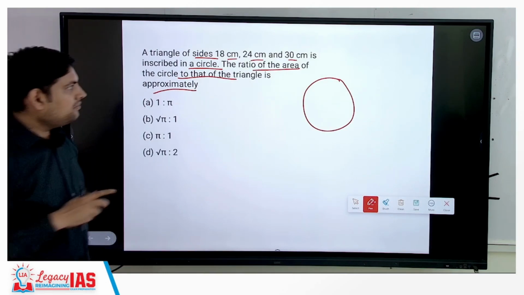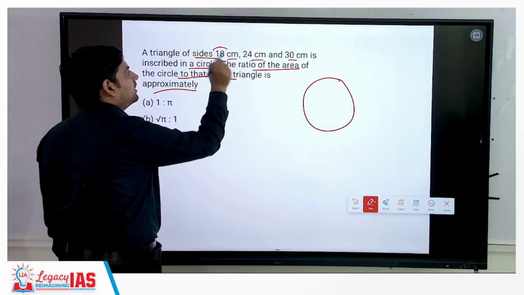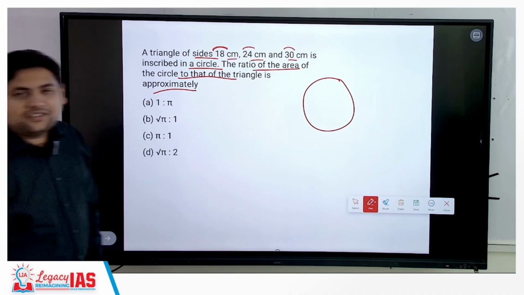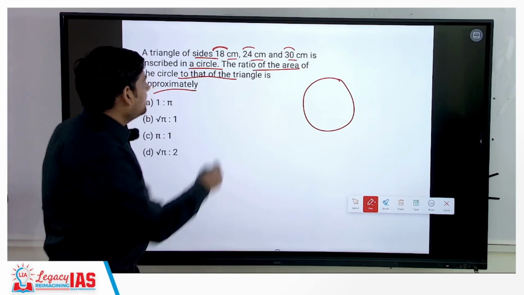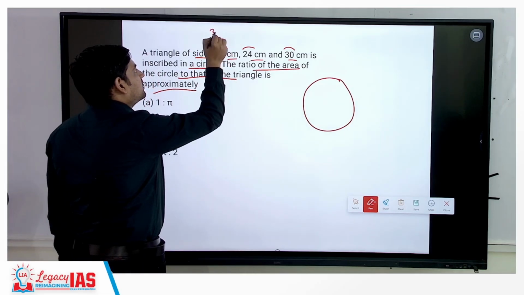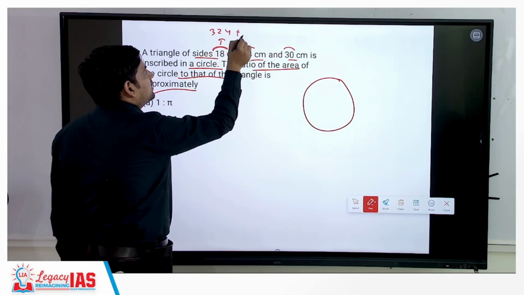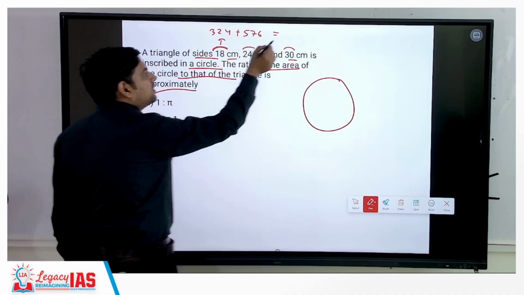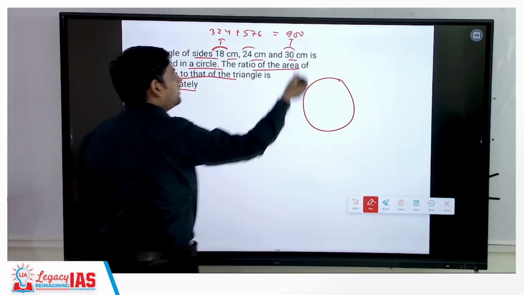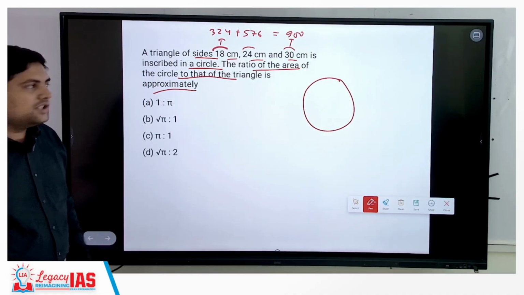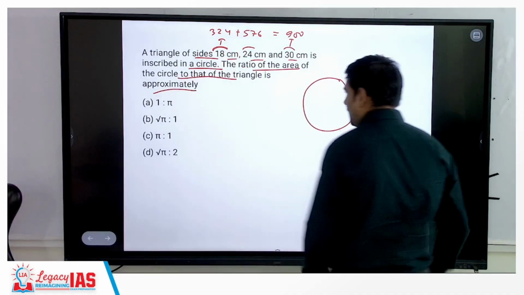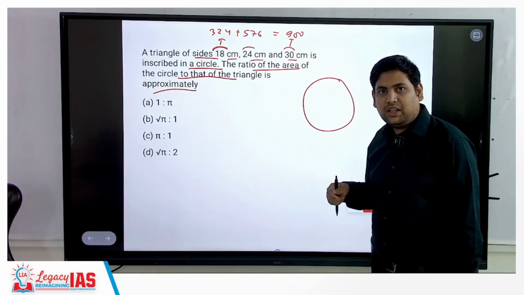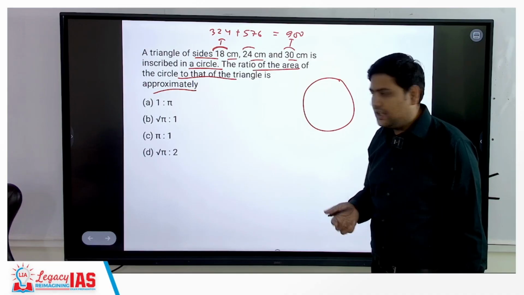Now, it is very important that you see the sides of the triangle, that is 18, 24 and 30. What are they? They form a Pythagorean triplet. So 18 square is 324 plus 24 square is 576. When you add them, what will you get? You will get 900, which is actually 30 square. Once you know that this is a right angle triangle, then it becomes easy, because if it is a right angle triangle, then the angle subtended by the diameter is always 90 degrees.